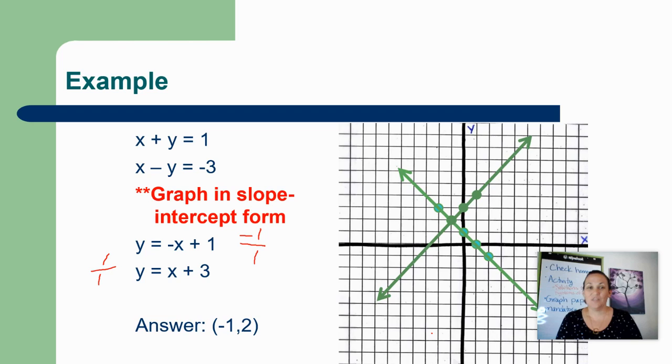And that's it. You need to know how to graph accurately, and you're looking for where the two lines intersect, and then write an ordered pair for your final answer. Now, as we discovered in our activity today, there are some special cases, so let's take a look at those.